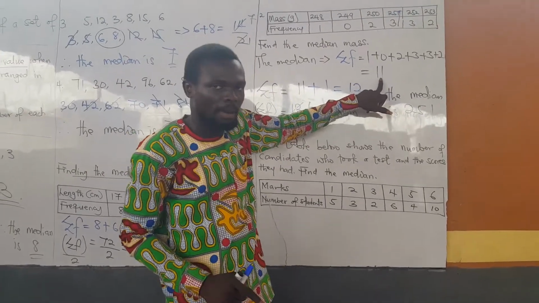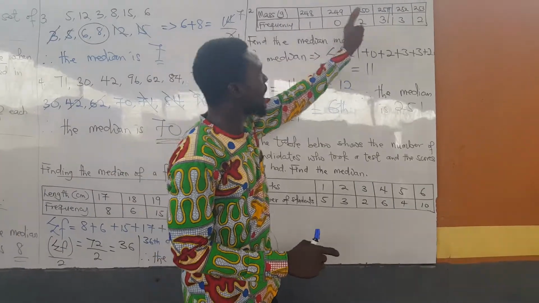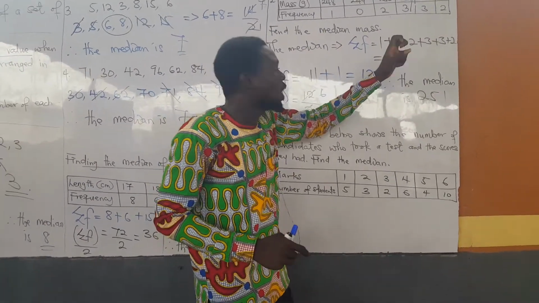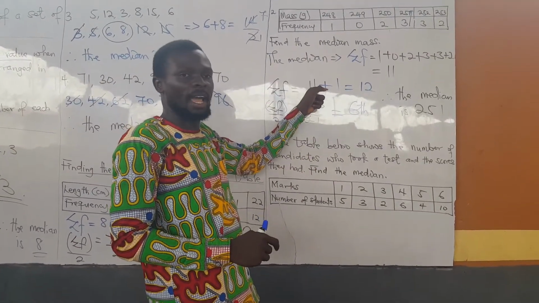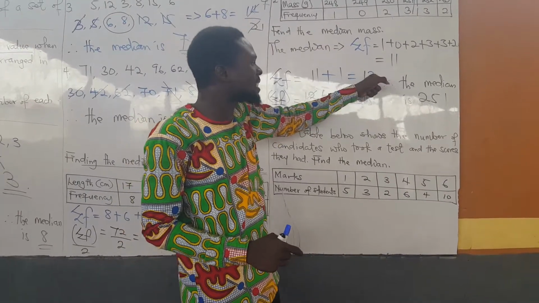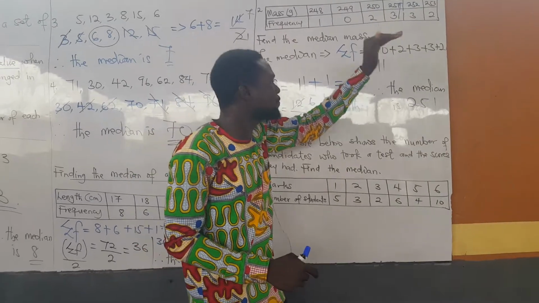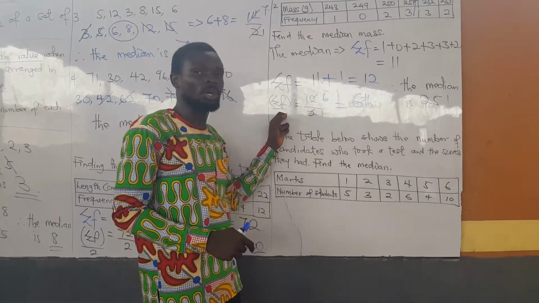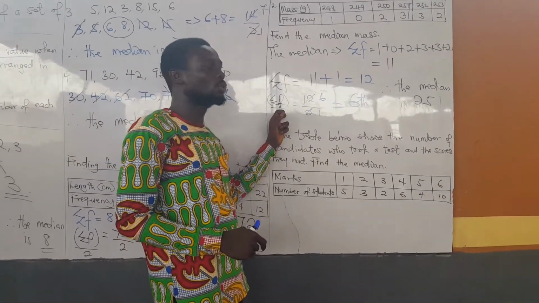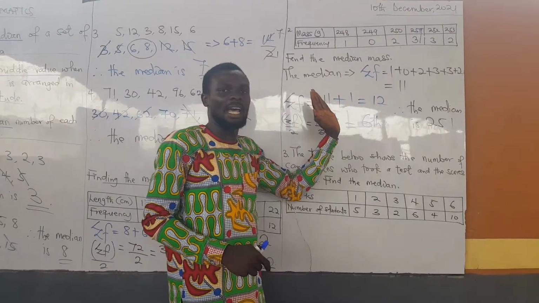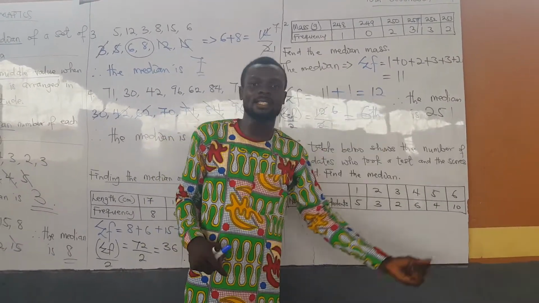odd number. When the sigma F is an odd number, you add 1 to the sigma F so that you'll be able to get an even number. After getting the even number, divide it by 2. And when you divide it by 2, you are going to get 6. And this will give us the 6th item.